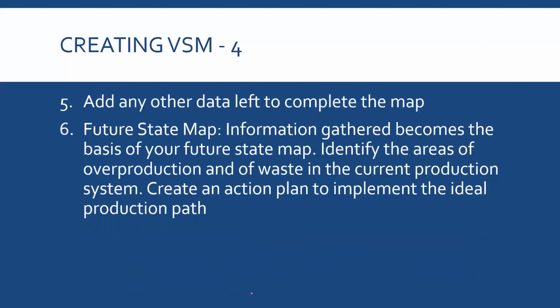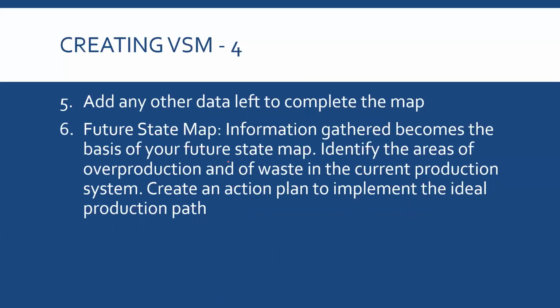Step number 5 for creating the value stream map: add any other data left to complete the map. Number 6, you have to plan for the future state map, or the to-be map. The information gathered becomes the basis for your future. So now you have collected all the data and completed the map. Now this information will be the base for your improvement, the future map.